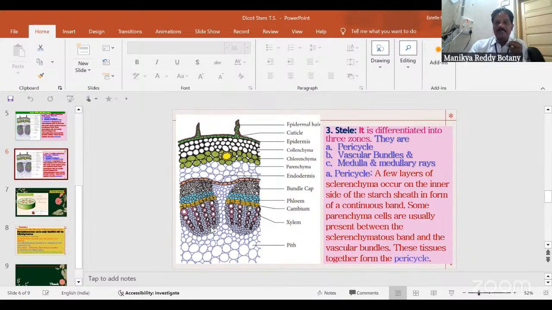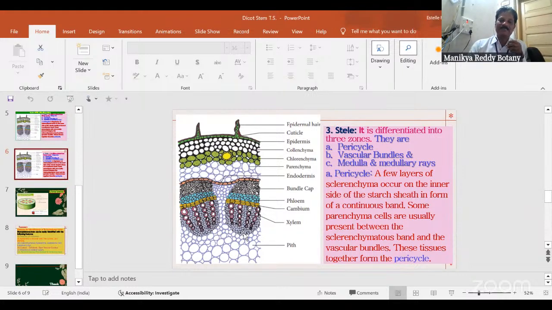These narrow xylem vessels are called protoxylem, and this is metaxylem. First formed xylem is called protoxylem, later formed xylem is called metaxylem. In primary dicot stem, protoxylem is always towards the pith, towards the inner side of the stem. This condition is termed endarch.